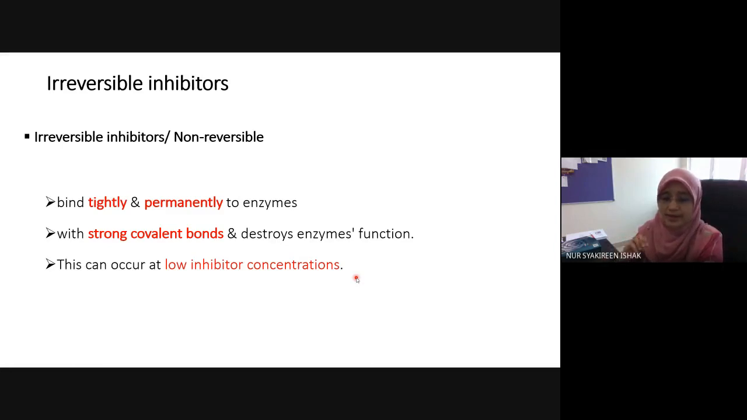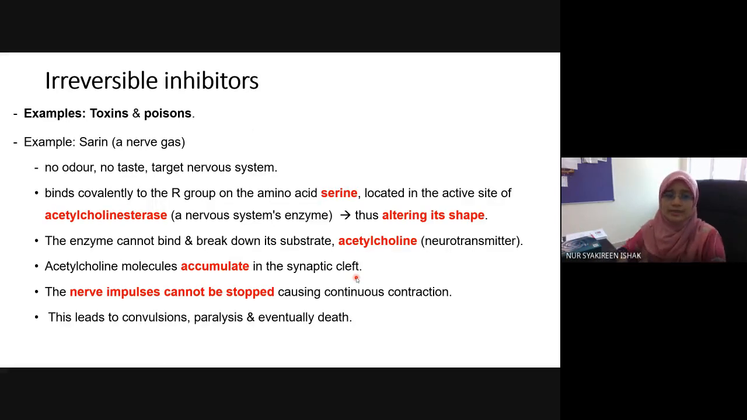So once you add this type of inhibitor to the enzyme, the enzyme totally loses its function and the rate of reaction slows down, and it can also lead to no reaction occurring, so no product will be produced. Examples of irreversible inhibitors are toxins and poisons. They will destroy the enzyme function.